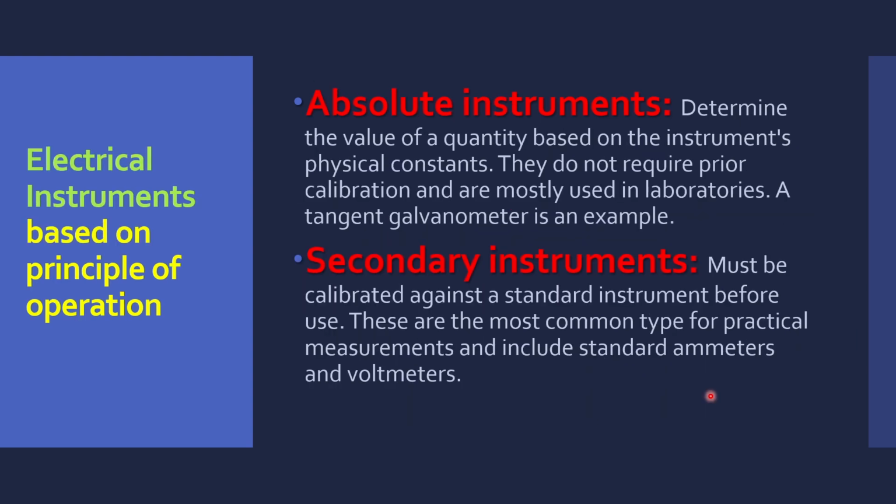Now let's proceed. So based on the principle of operation, electrical instruments could be divided in two basic types. First is absolute instrument, which determines the value of the quantity based on the instrument's physical constants, and they do not require prior calibration and are mostly used in laboratories. So this particular type of instrument is preferable in laboratories for absolute measurement, because they do not have the calibrated scale. A tangent galvanometer is an example of this absolute instrument.